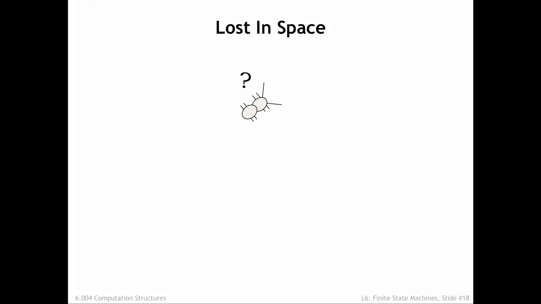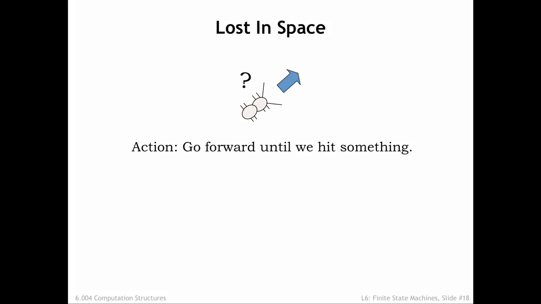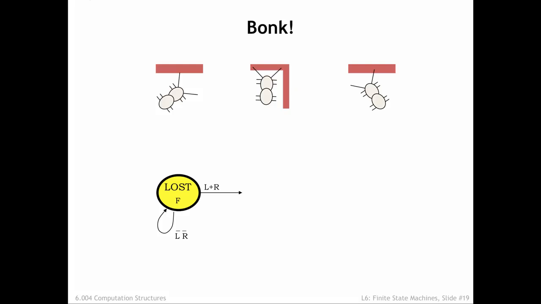We'll assume that initially our ant is lost in space. The only sensible strategy is to walk forward until we find a maze wall. So our initial state, labeled lost, asserts the F output, causing the ant to move forward until at least one of the antennae touches something. In other words, at least one of the L or R inputs is a 1. So now the ant finds itself in one of these three situations.